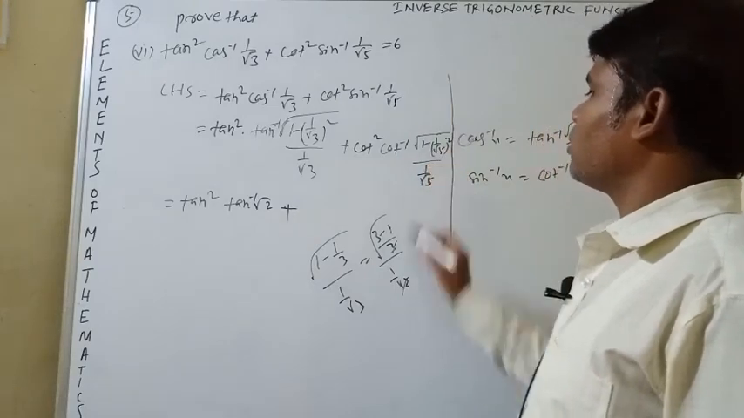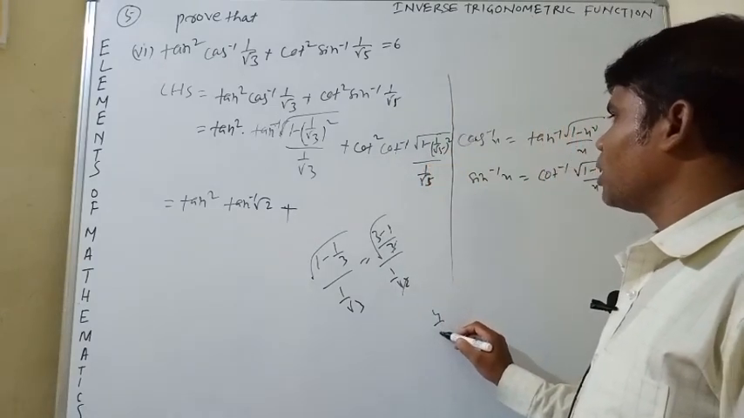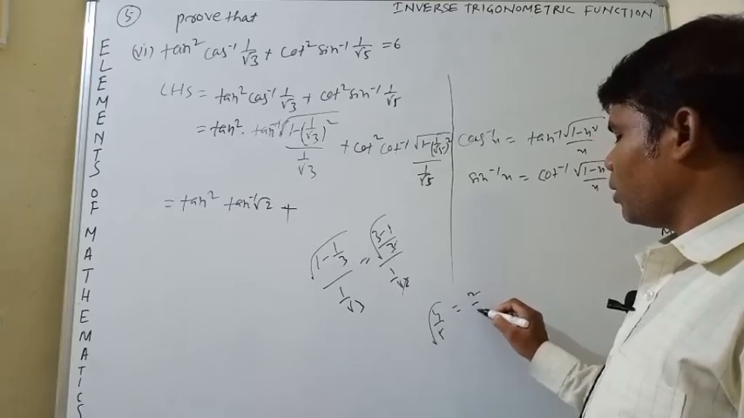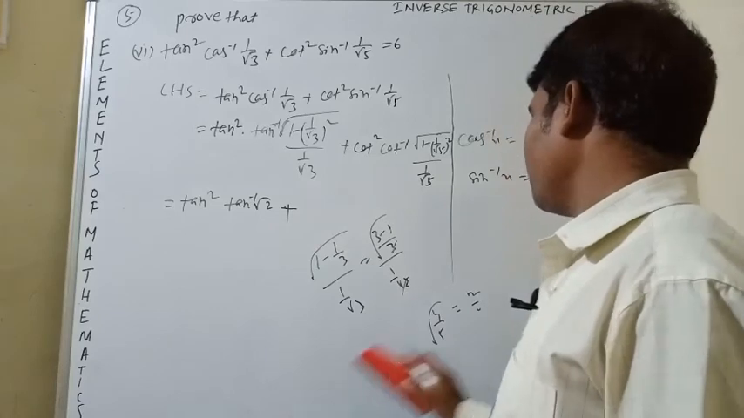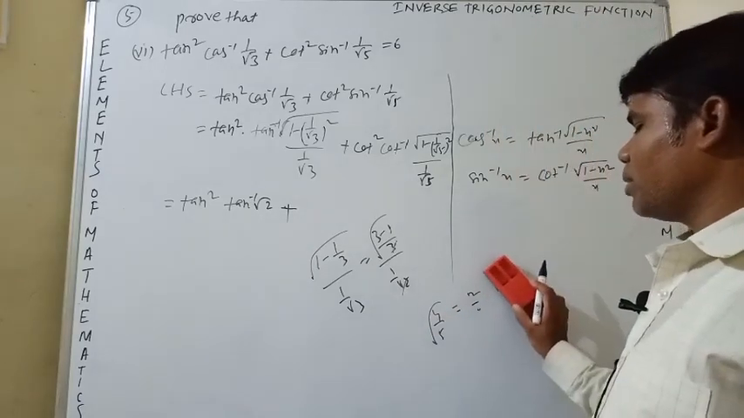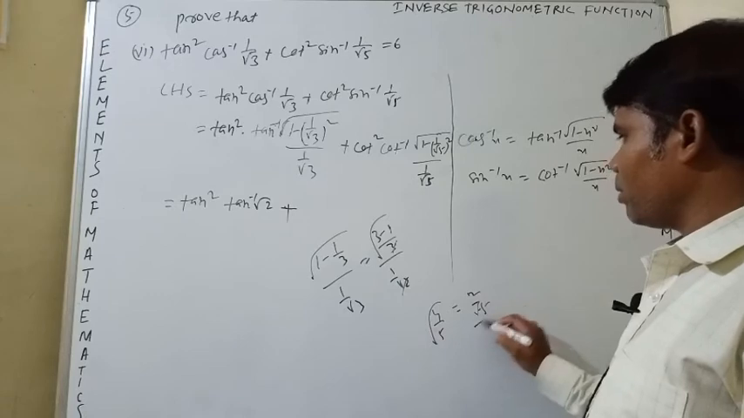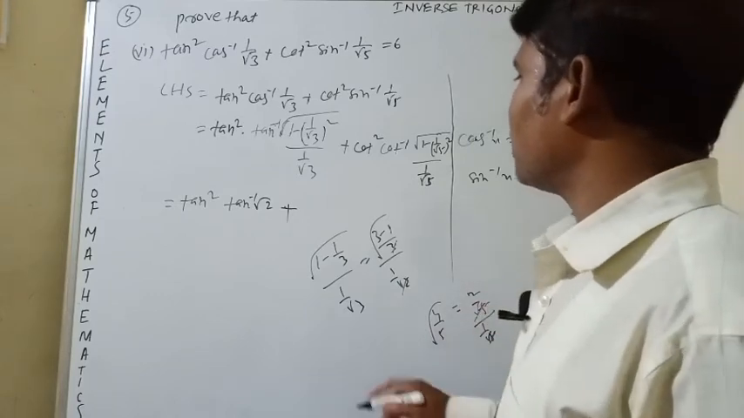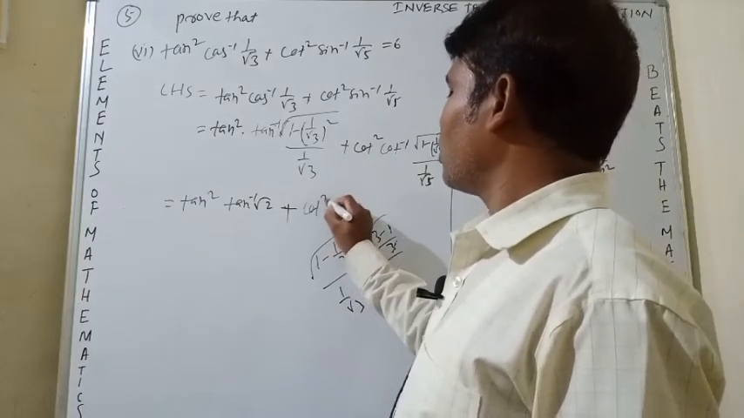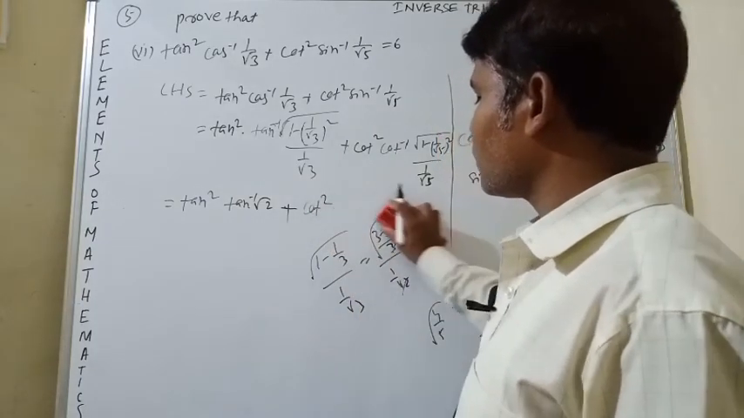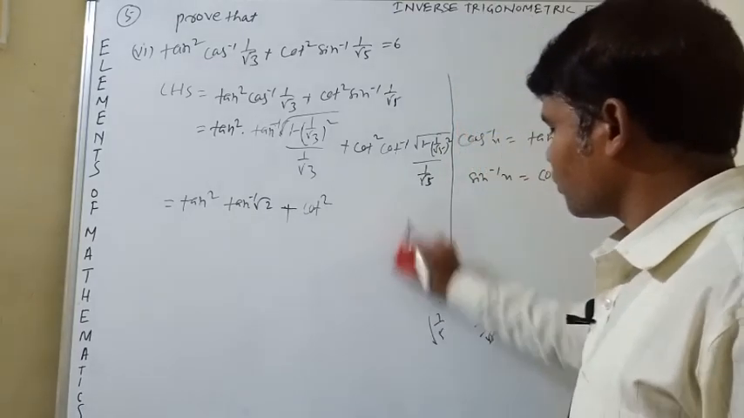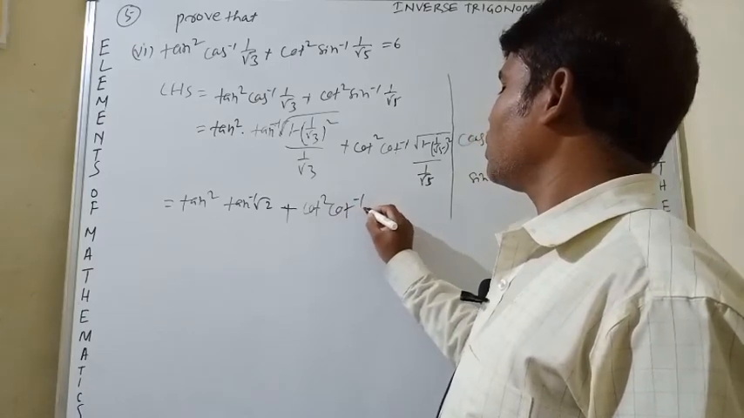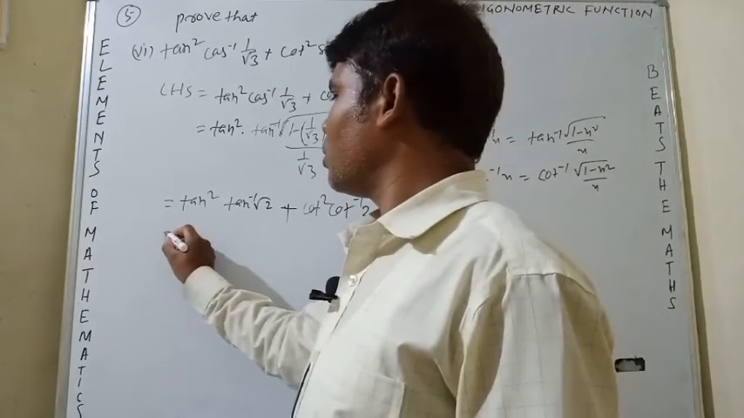This is 5 minus 1, 4 by 5 root, that is 2 by root 5, 2 by root 5 by 1 by root 5. Root 5 will cancel. So this is cot inverse 2, cot square cot inverse 2. Cot inverse 2 is equal to how much?